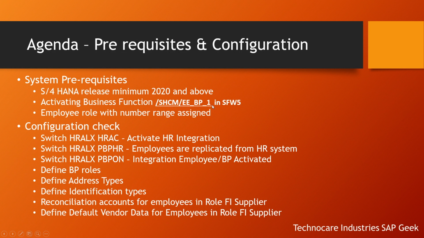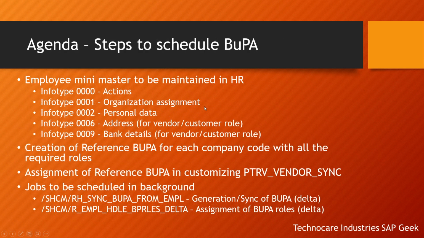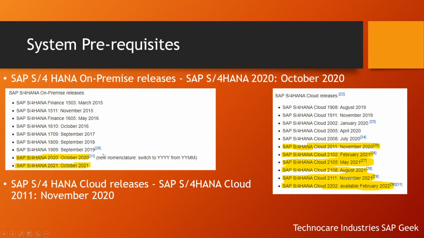/HCM/EEBP_1. This is nothing but a business function. And if you are in the SAP cloud landscape, for all these highlighted versions, like S/4HANA Cloud 2011 onwards, it is available. So why is this 2011? Effective this landscape, SAP changed the nomenclature from YYYY to YYMM. So it is like 2011, which is 2020 November, and 2102 is 2021 February. They changed the nomenclature and switched from YYYY to YYMM because they started releasing new updates month-wise.